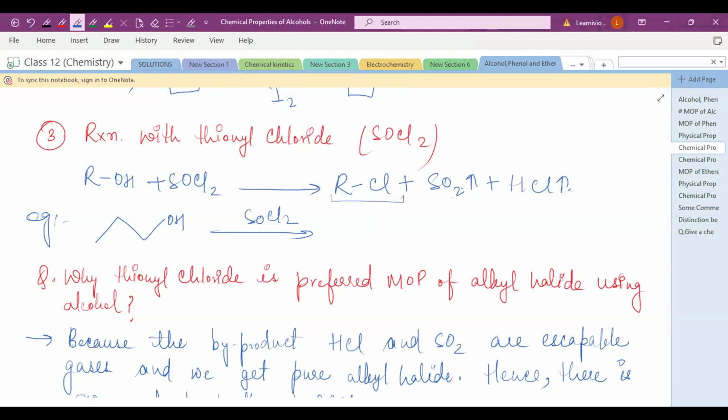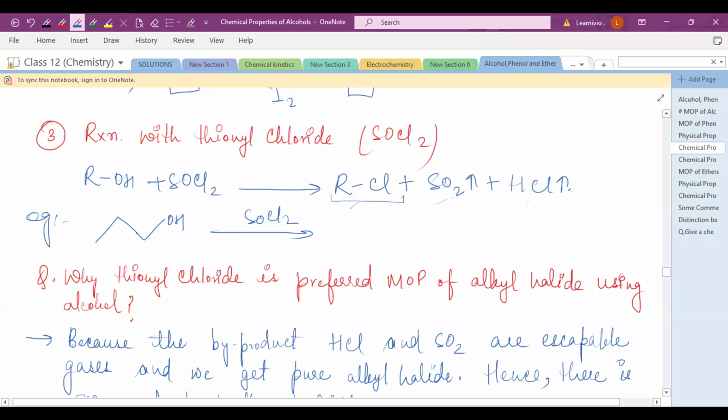Because in this the byproduct is SO2 and HCl, which are escapable gases. Okay, and we get a pure form of your alkyl chloride. So there is no need of purification.